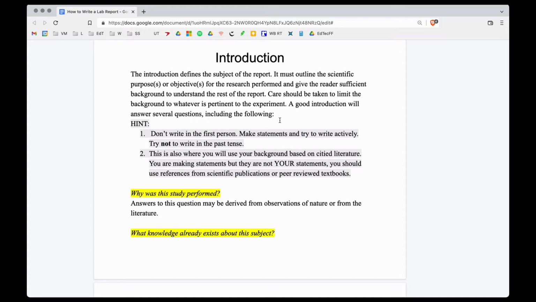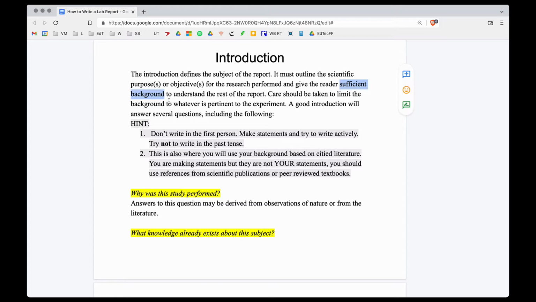Let's talk about this. So the introduction defines the subject of the report. That means you're going to tell the audience, the reader, what is the purpose of this report? What is the information they need to know? So I'm going to highlight it right here. You tell them what is the information or the sufficient background for them to be able to understand what's going on in this report. All right.